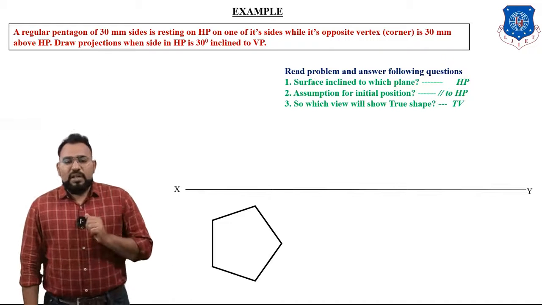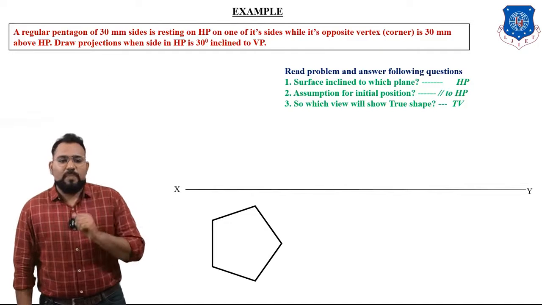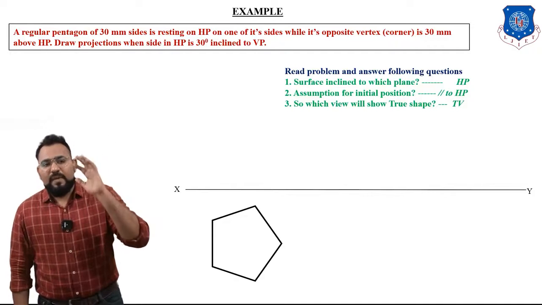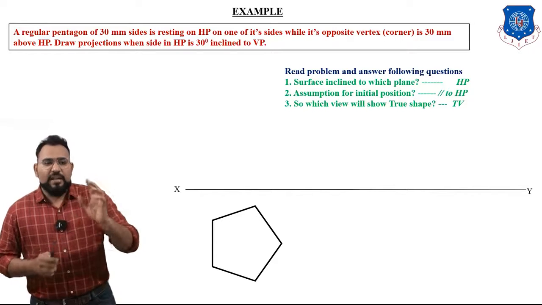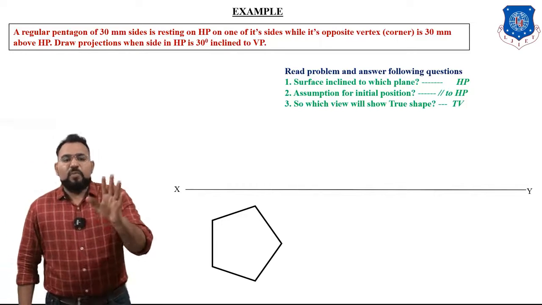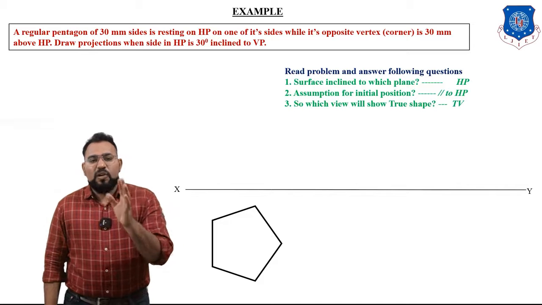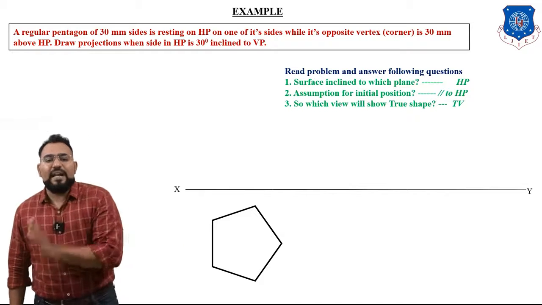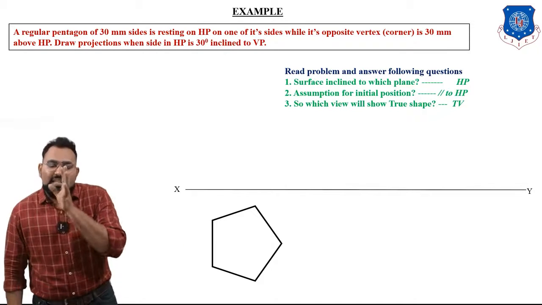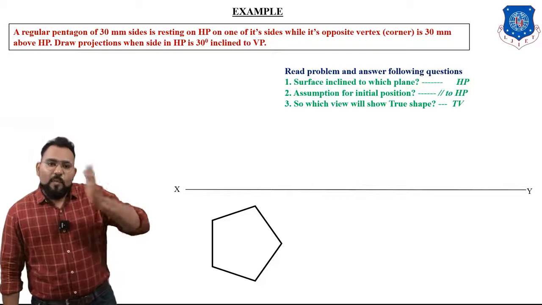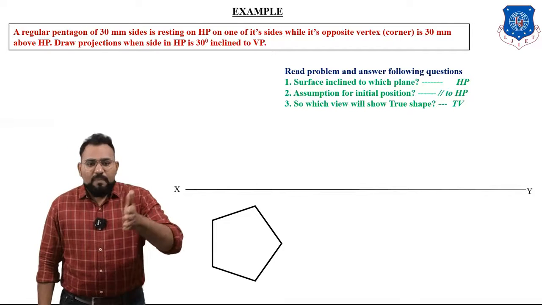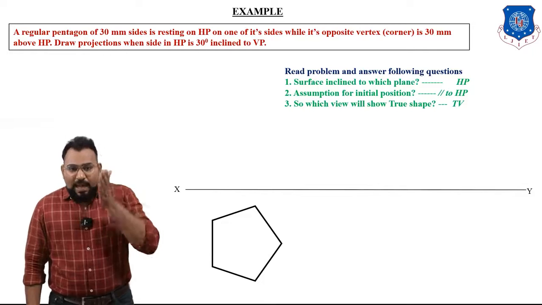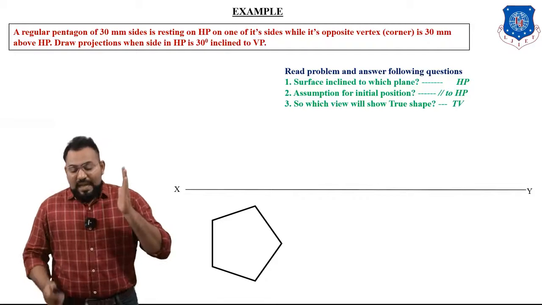Now the question comes to your mind: sir, how do we draw this pentagon? Whatever condition is given, we take it on the left side of the geometry. Here, a regular pentagon of 30 mm side is resting on HP on one of its sides. So we have to draw the pentagon in such a way that the left side of the pentagon has a side. Here you can see on your screen we have drawn the pentagon in such a way that the left side of the geometry has a side.